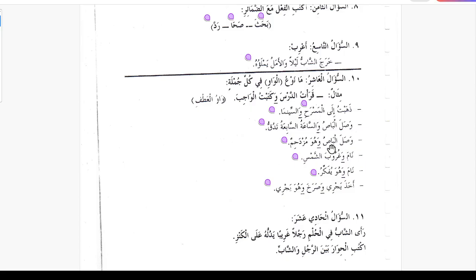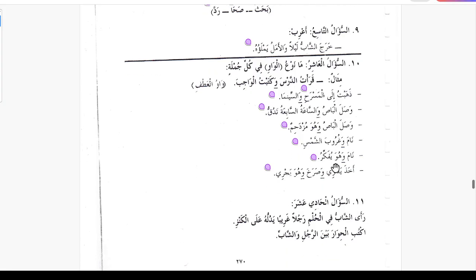So wasala al-basu, the bus reached, wa huwa muzdahimun. Again this is wawul hal. The bus reached in what condition? When it was crowded. So this again is jumla hal. So this is wawul hal. Nama wa gruba. So when you see mansoob here, then it means this is maf'ul ma'ahu. Nama wa gurubu ash-shamsi. He slept at the sunset.